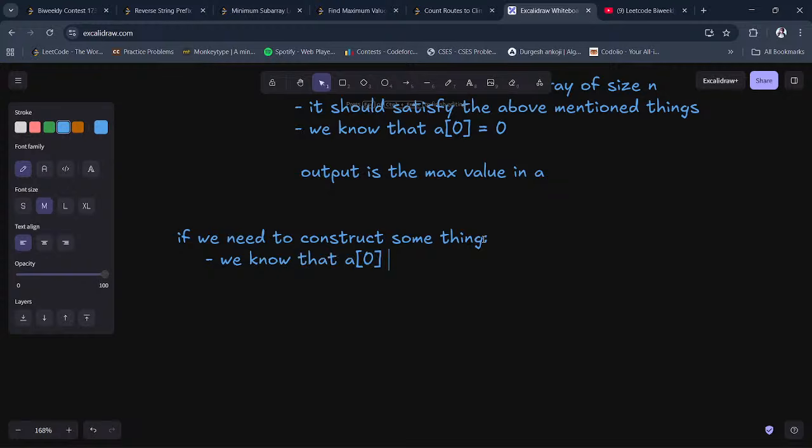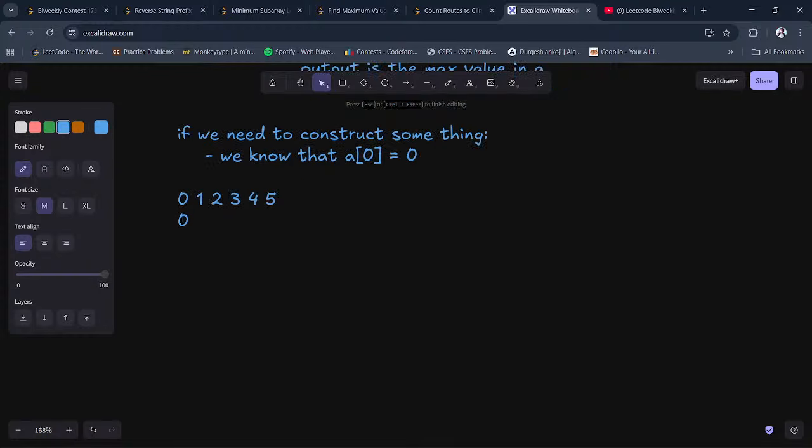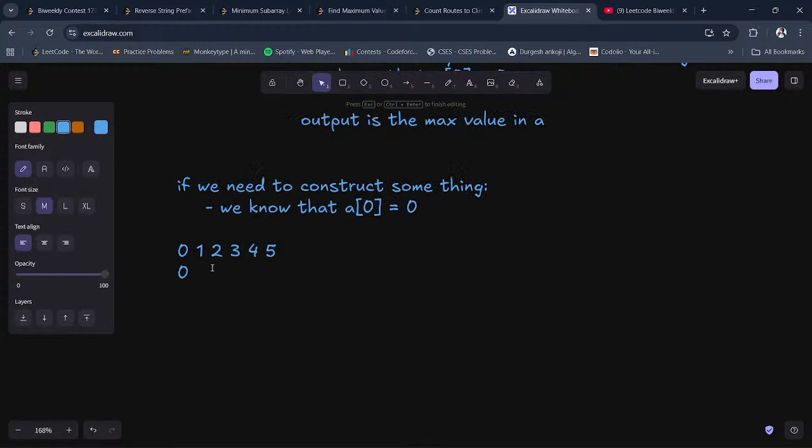We know that a of 0 is 0. So if a of 0 is 0, that means I can assume the 0th index is 0. So I will write indices 0, 1, 2, 3, 4, 5. At the 0th position, the answer is 0. And these are some values, like I will just place dot, dot, dot, or you can say some x value, y, z, a, b.